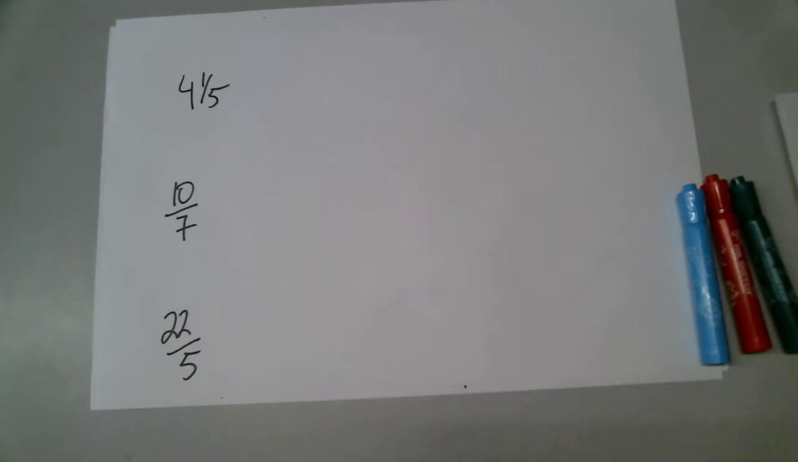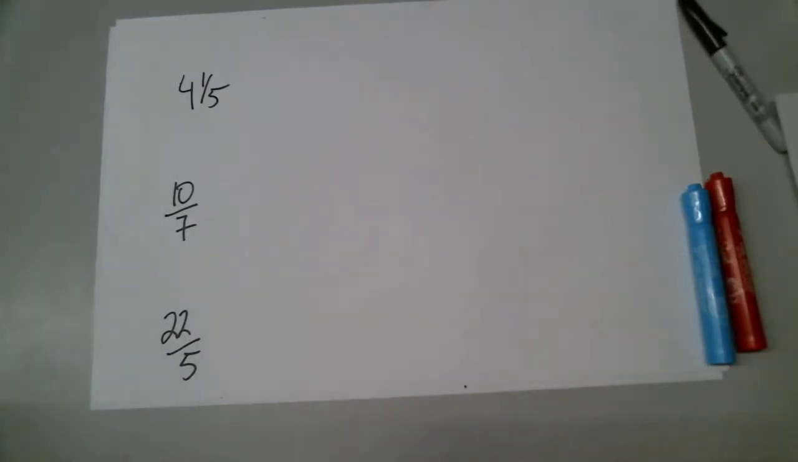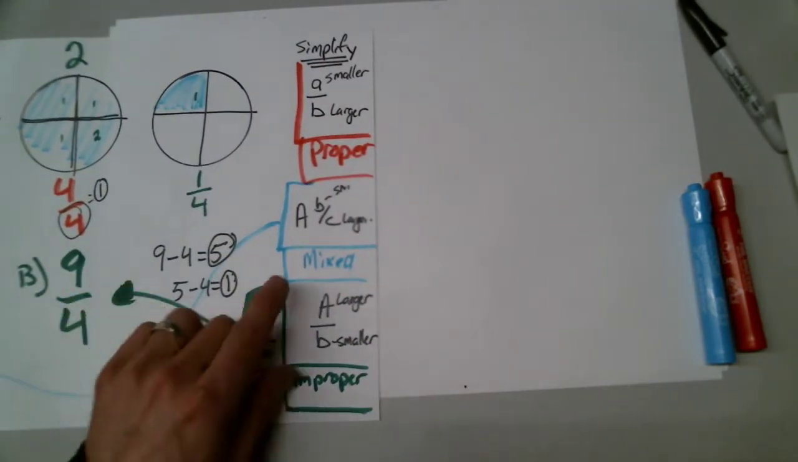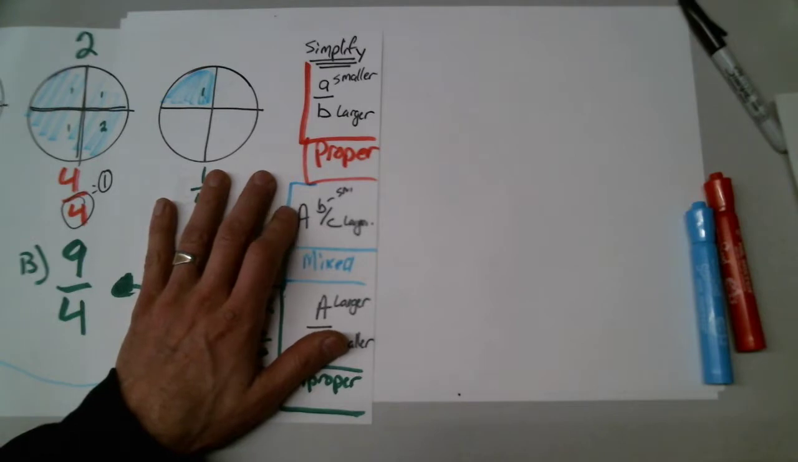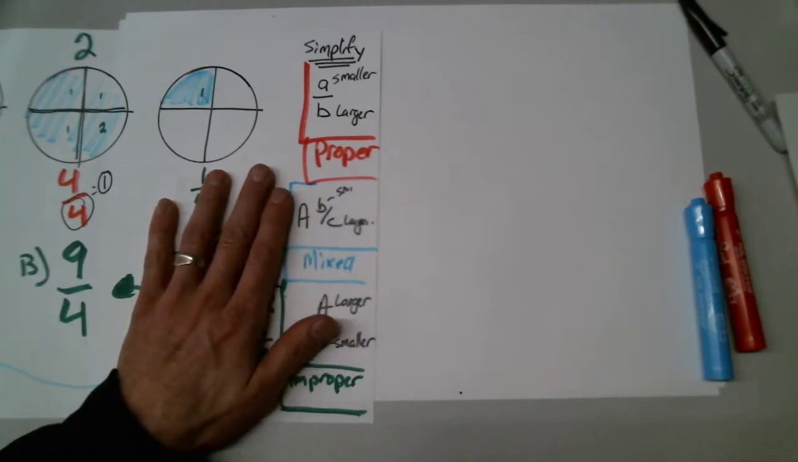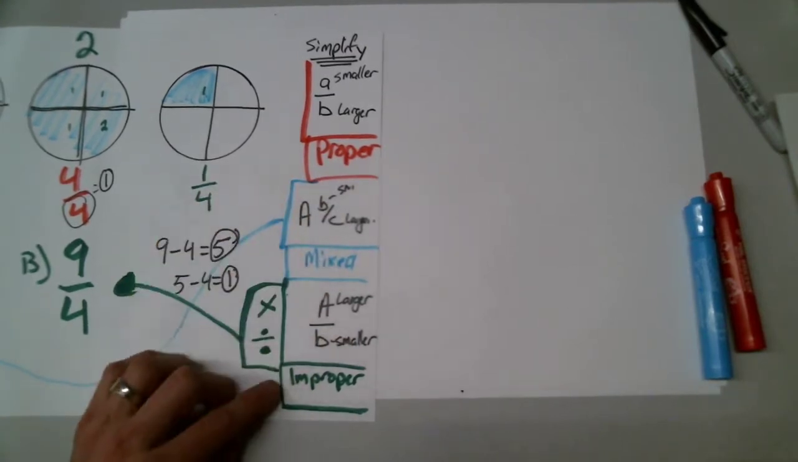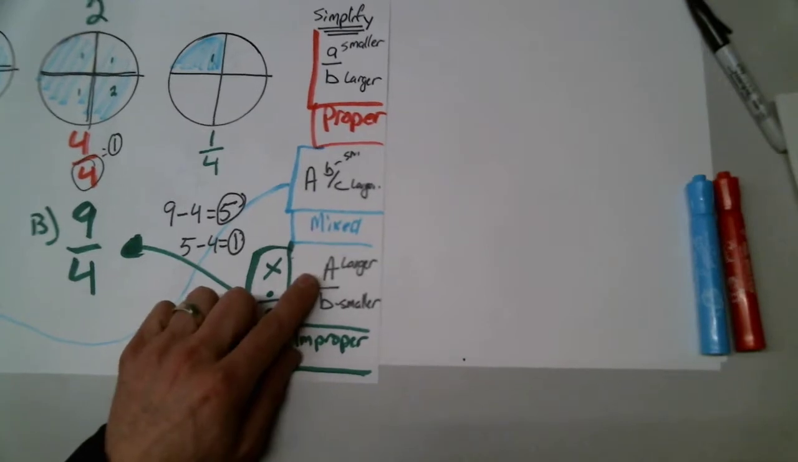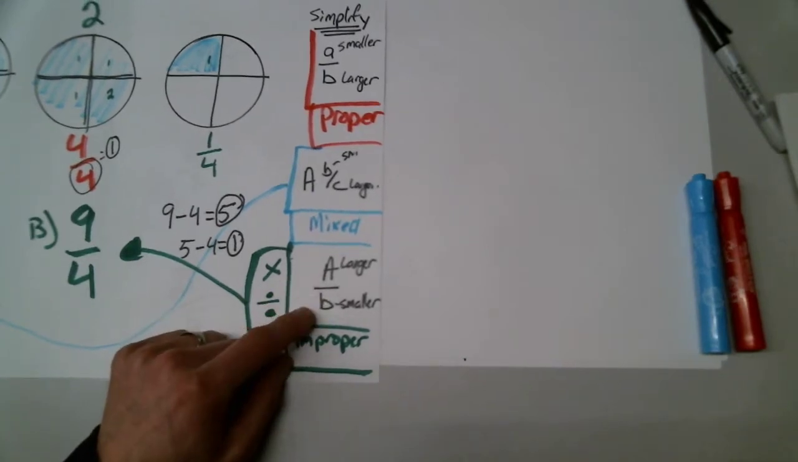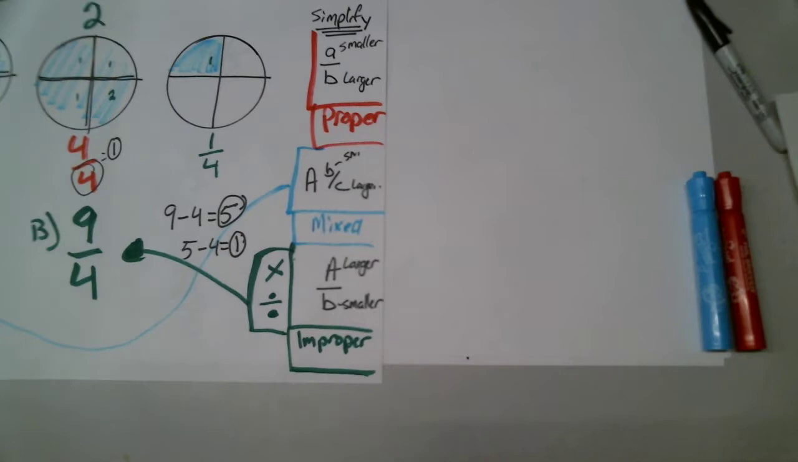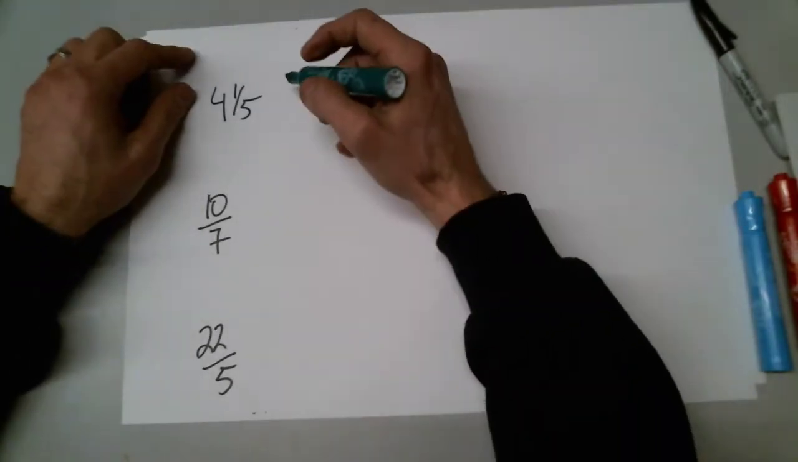All right, now, first thing we're going to do is we're going to identify what kind of fractions these are. Remembering that if I have a whole number and then a fraction, that's going to be a mixed number. And if the numerator is larger than the denominator, that's an improper fraction.